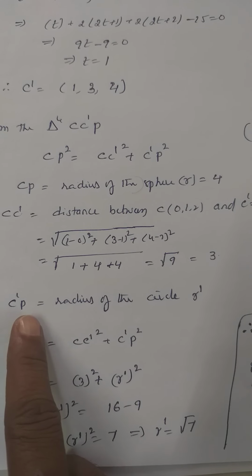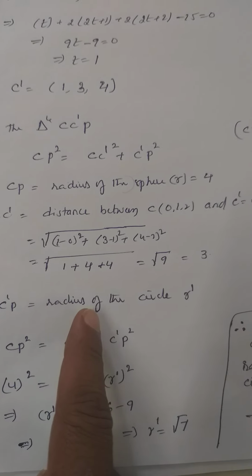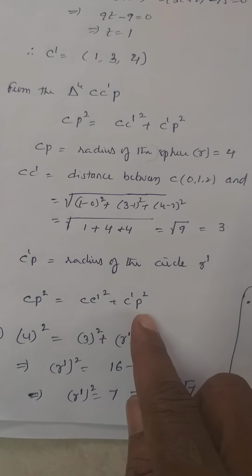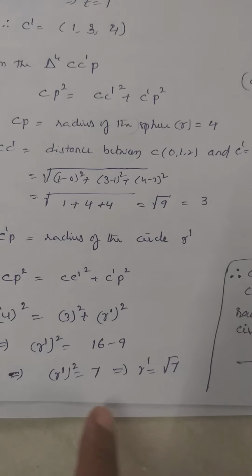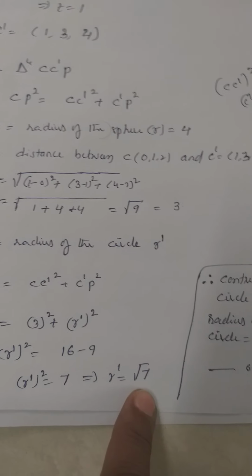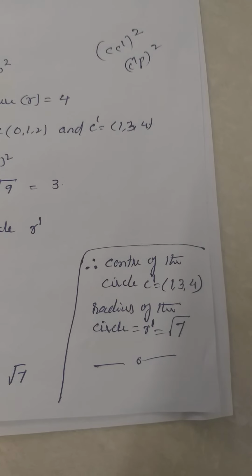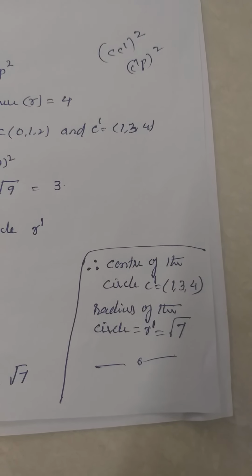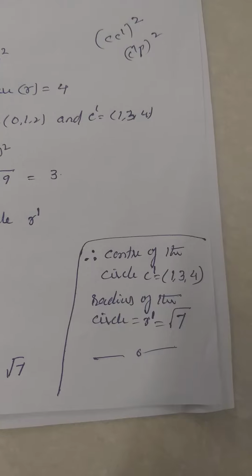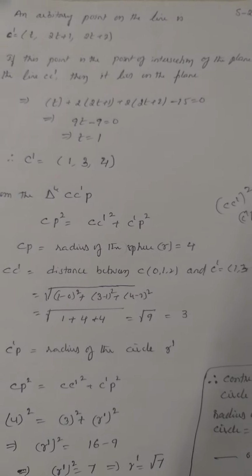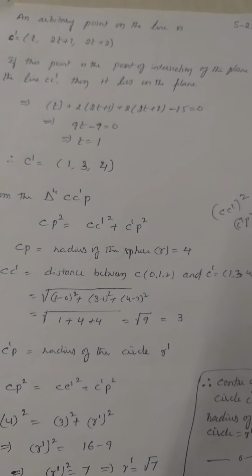What is C dash P? From the diagram, it is the radius of the circle, which is denoted by r dash. Now again we are writing the formula. Substituting those values, we got r dash is equal to square root of 7. Our conclusion is center of the circle is equal to 1, 3, 4, radius of the circle is equal to root 7. Important concept, please go through the diagram and the problem carefully.